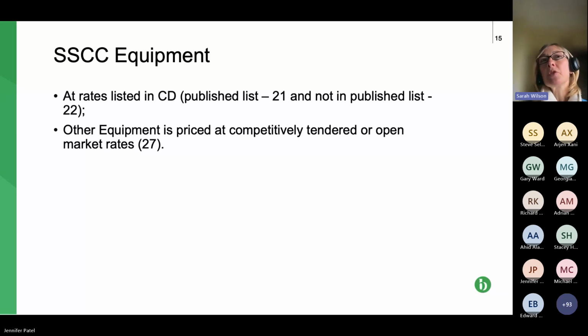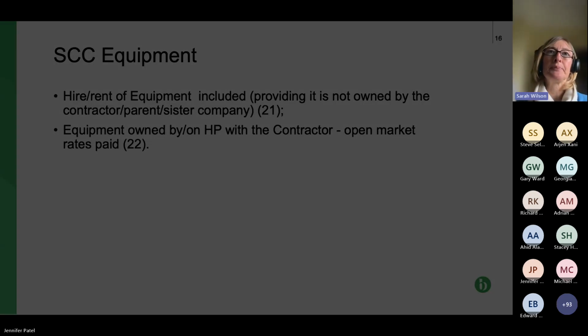So if there's nothing there in your contract data, you're probably okay, because it's just priced at competitively tendered or open market rates. Obviously, there are commercial advantages and disadvantages to each of those options, which I'm not going to go into. But hopefully you're not going to end up in a situation where you're using a crane and you're not entitled to charge for it. So if we can move on to the next slide, please.